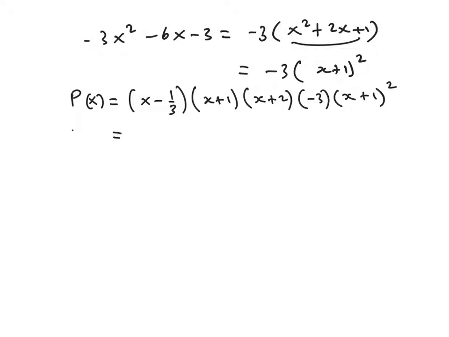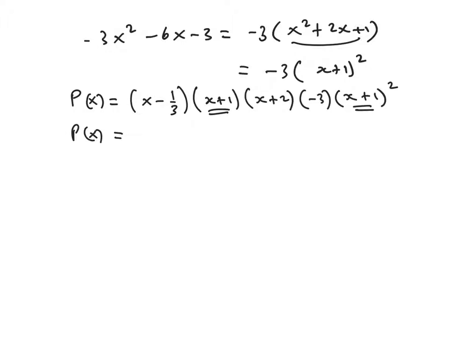Now we put terms together under the same power, x plus 1 power 2, and our p of x can be written as negative 3 times (x minus 1/3) times (x plus 2) times (x plus 1)^3. Now we have the zeros, but before we start sketching, we need to find the behavior of p of x when x becomes very large and when x becomes very small.